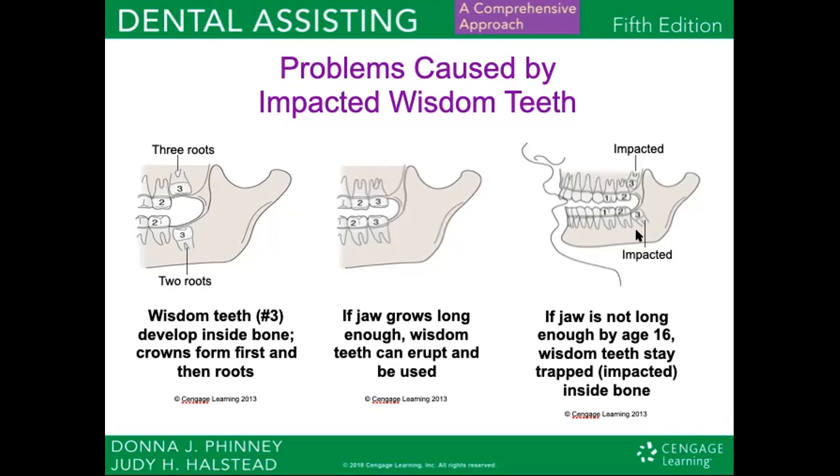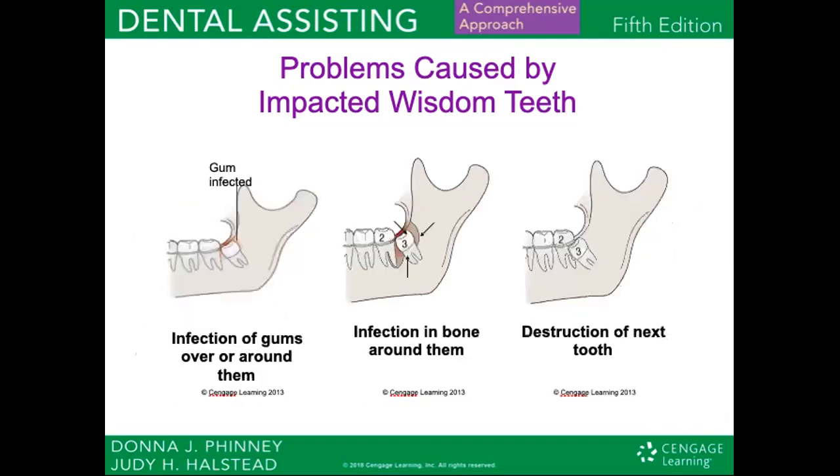So this happens inside the bone. Over time, there can be infection of the gums over or around them. That infection or inflammation of the gums can be very painful. We call this condition pericoronitis, and it is one of the first markers of there being an issue with wisdom teeth.